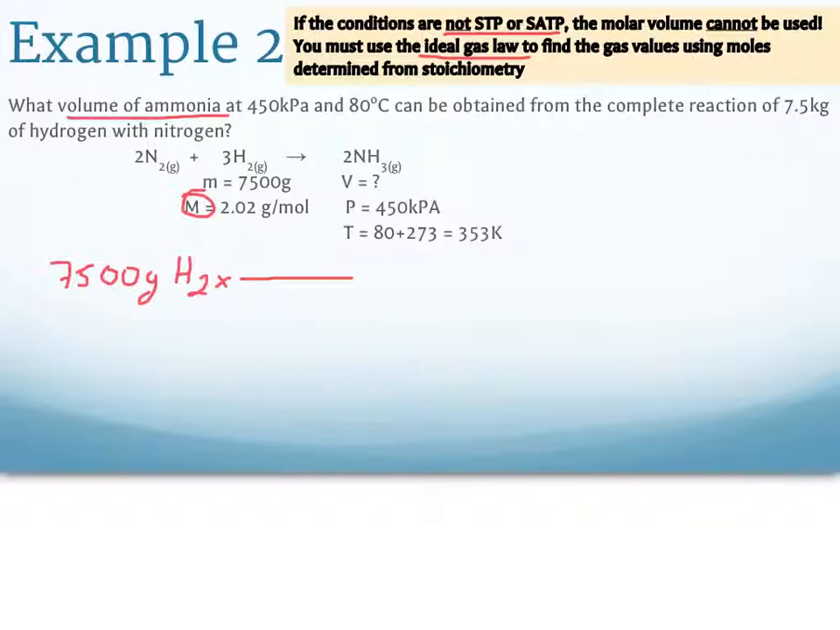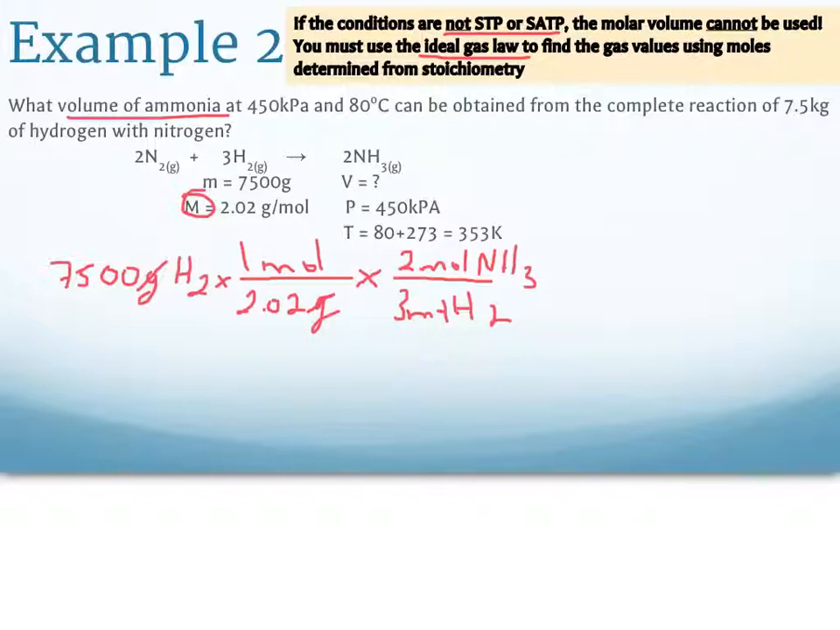So my first step here is finding the moles of what I know, which means I am using my molar mass, which is 2.02 grams in 1 mole, to figure out my moles of hydrogen. In this, my grams and my grams are going to cancel out, and I can immediately use my mole ratio, and that means I'm going to have to put my 3 moles of hydrogen on the bottom and my 2 moles of ammonia on the top.